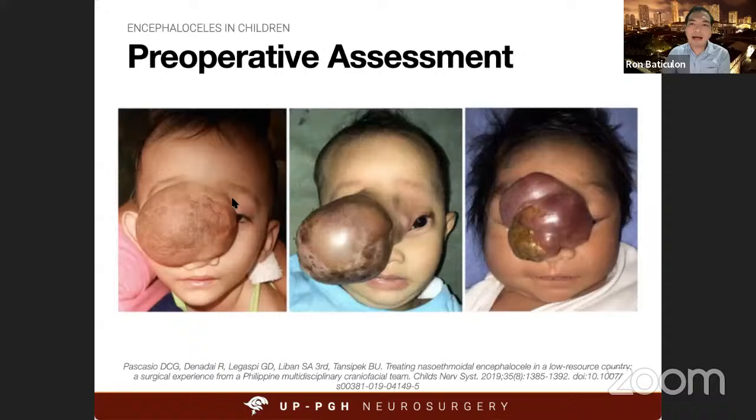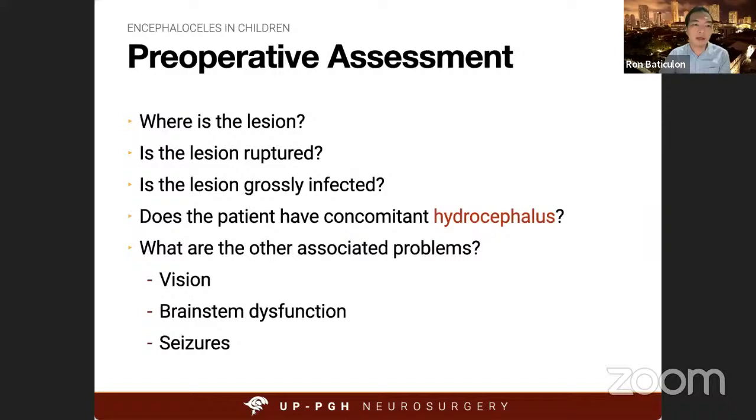These are all sincipital encephaloceles. As I've said, ask yourself, where is the lesion? Is it anterior or is it posterior? Is the lesion ruptured? Now, this is important. As we all know, it matters because sometimes, especially in low and middle income countries, these patients present to us quite late.